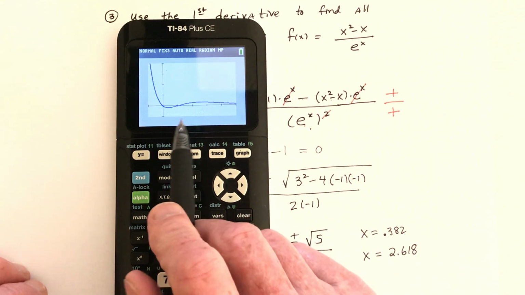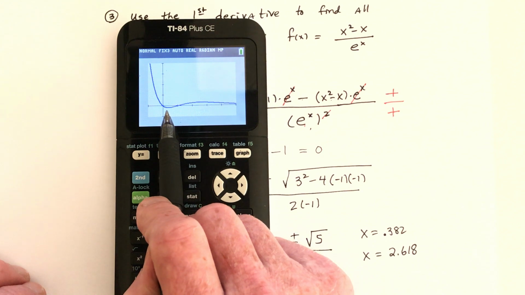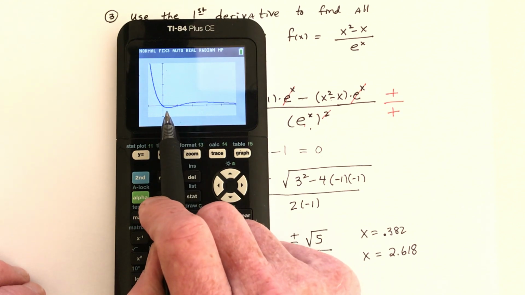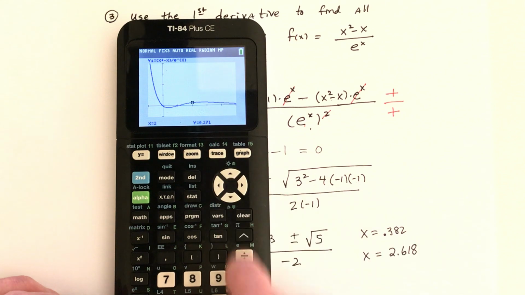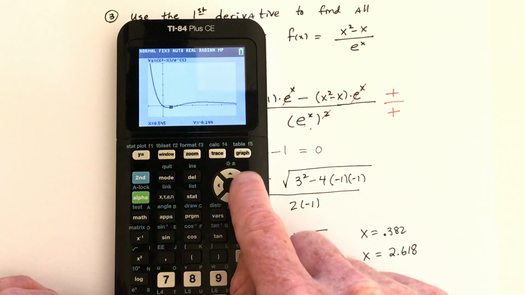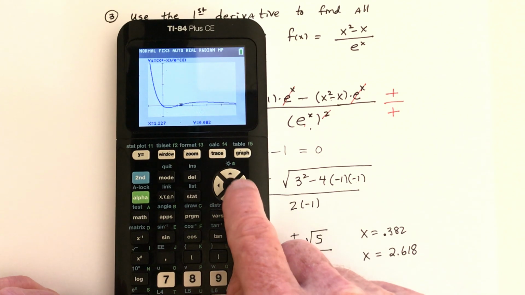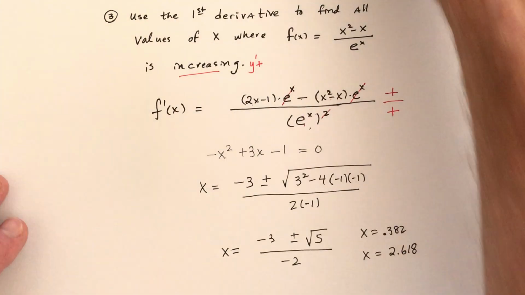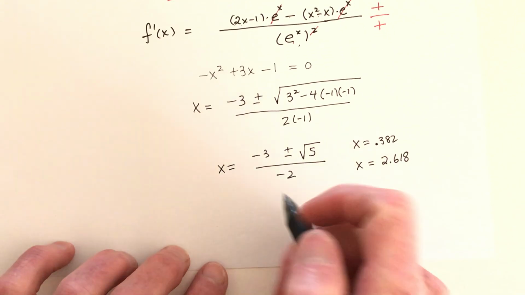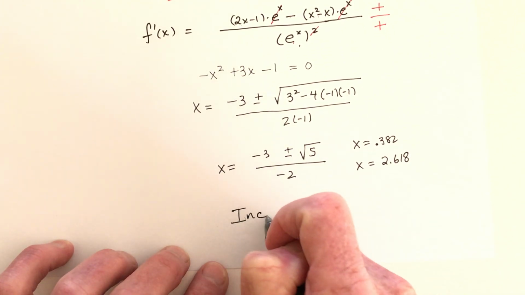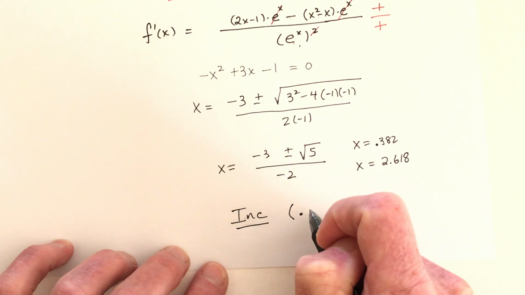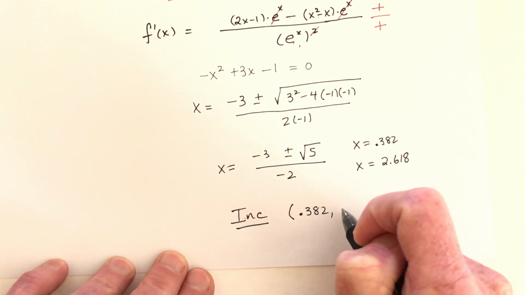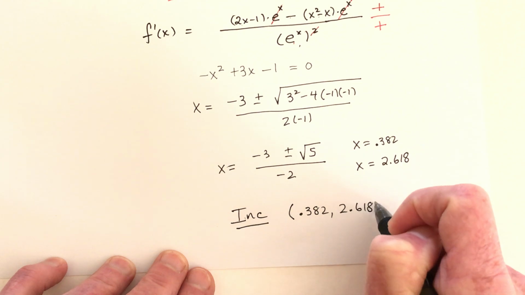So where is it increasing? That's from this point right here until the top of this hill. So this should be the smaller number. Trace, 0.382. Yep. And then it's going to go up. So this is the increasing part until it gets to the 2.618. So it's actually between these two numbers where it's increasing. So then I can just label my final answer for increasing. It's in between the 0.382 and the 2.618.